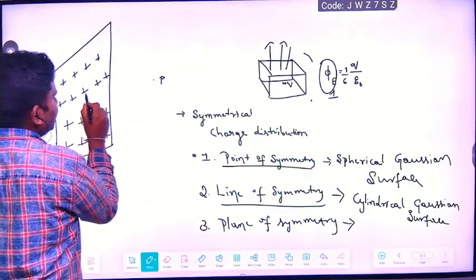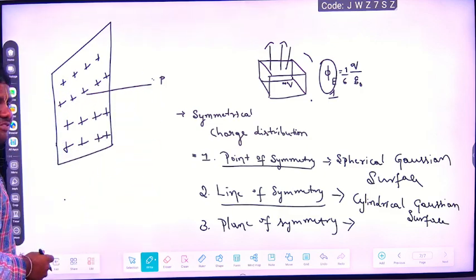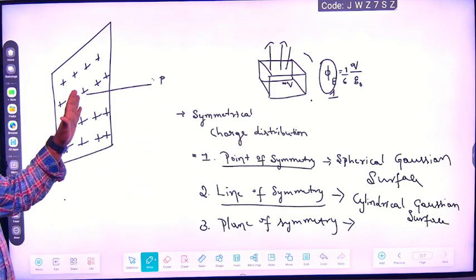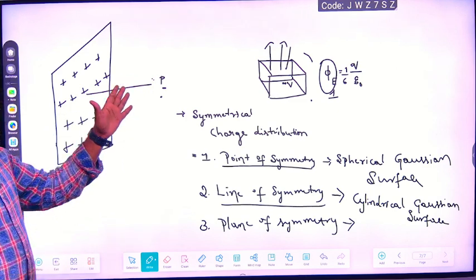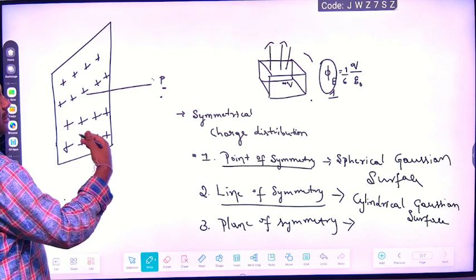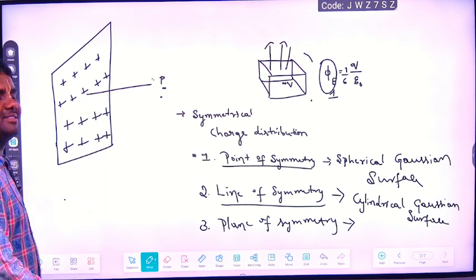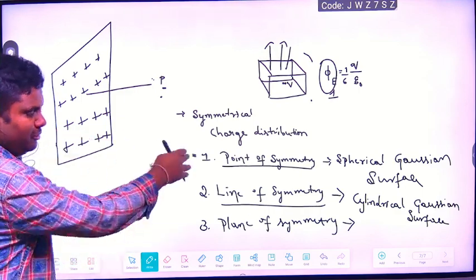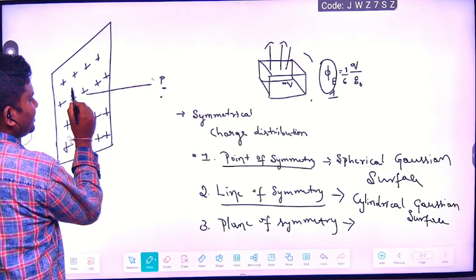From this charge electric field lines will come, from this charge electric field lines, from this charge electric field lines. All these electric field lines will come towards this point P. So how can we measure this electric field or electric flux? For that, Gauss says, please use the pillbox.